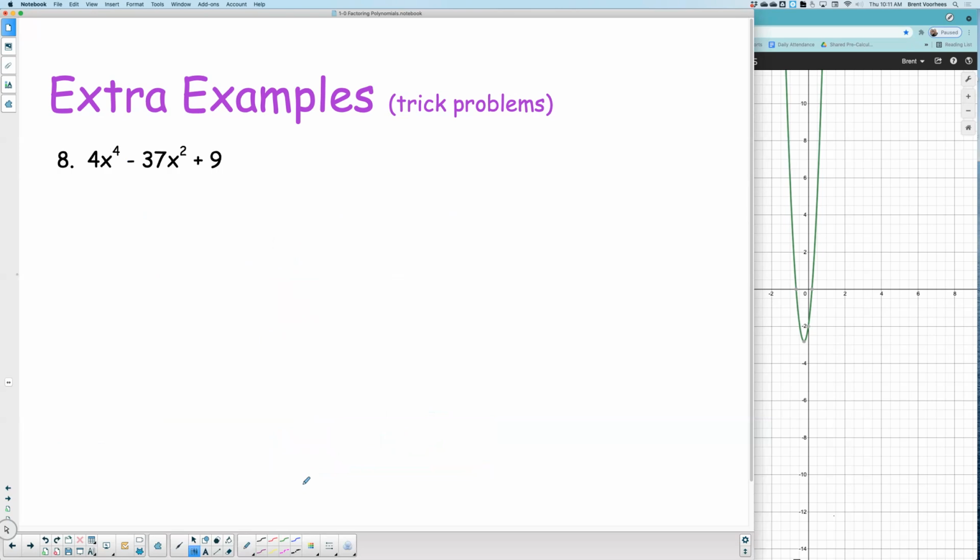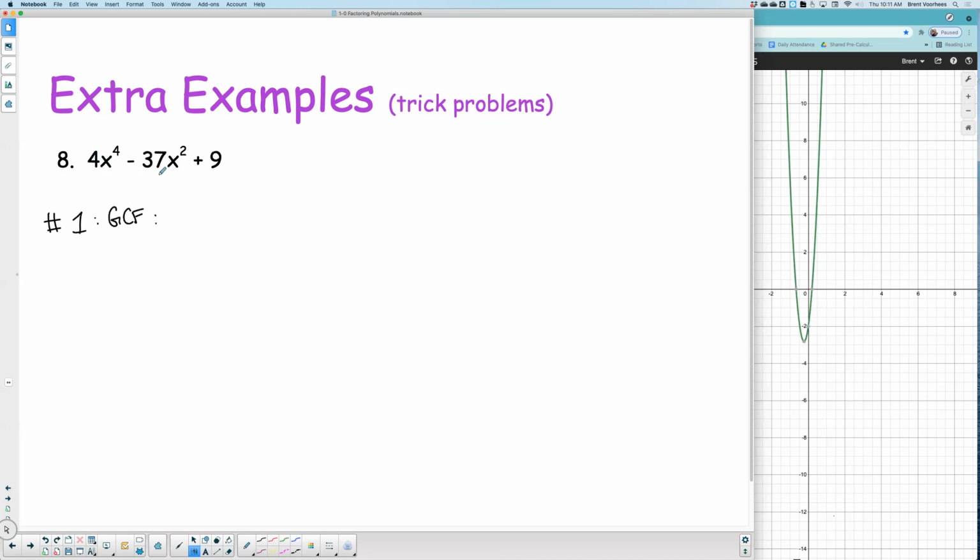Right, let's try 8. What could be tricky on 8? What are we working with here? Trinomial, binomial, quadrinomial? This is a trinomial, 3 terms, 1, 2, 3, trinomial. So this is the routine 4 steps for trinomials. Step 1. What's step 1? GCF, you got it. GCF.